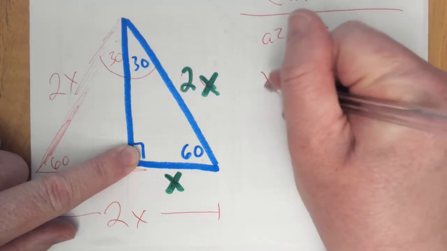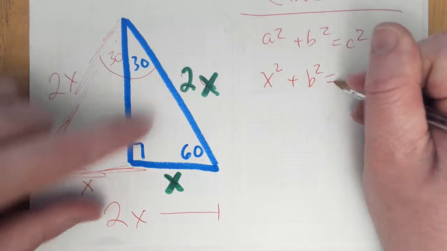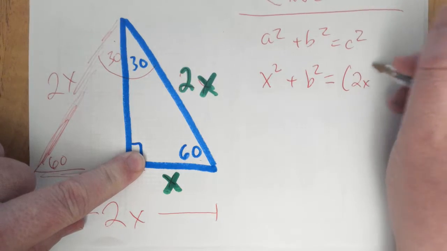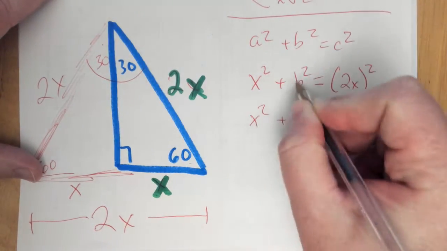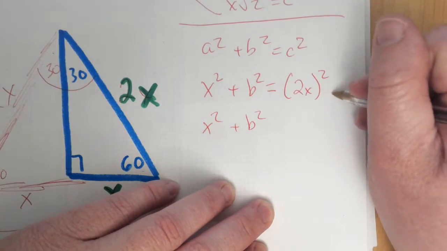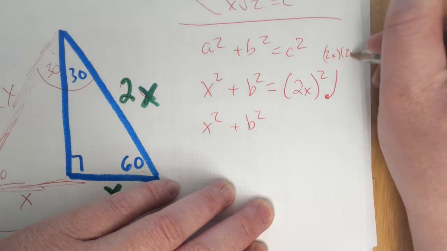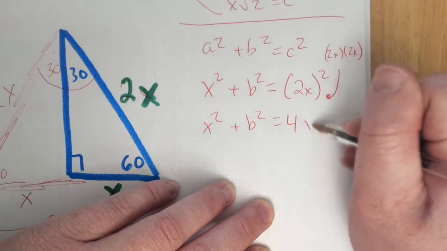So this is x squared plus, I don't know what this is, so let's leave it b squared, is equal to the one side we're not touching. That's 2x, all that squared. So we still have that x squared. We still have that b squared. And this right here, that's really 2x times 2x. What's 2 times 2? 4. What's x times x? X squared.